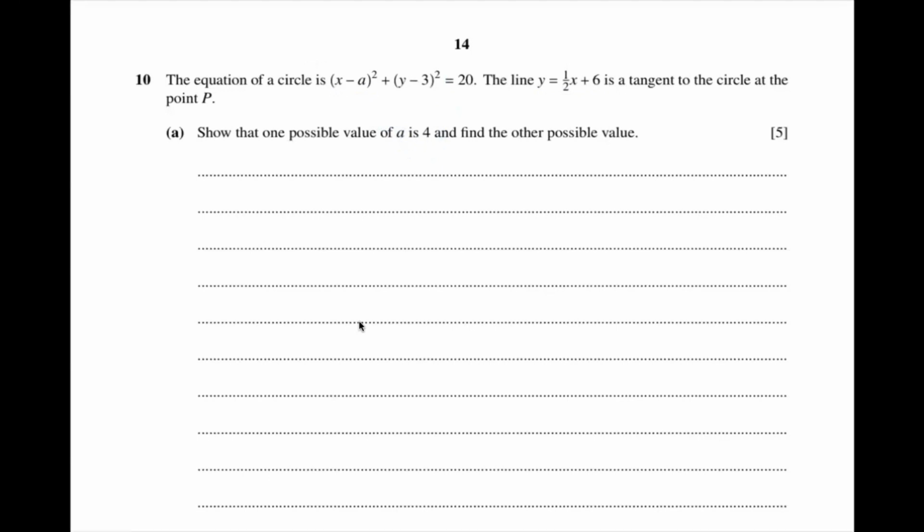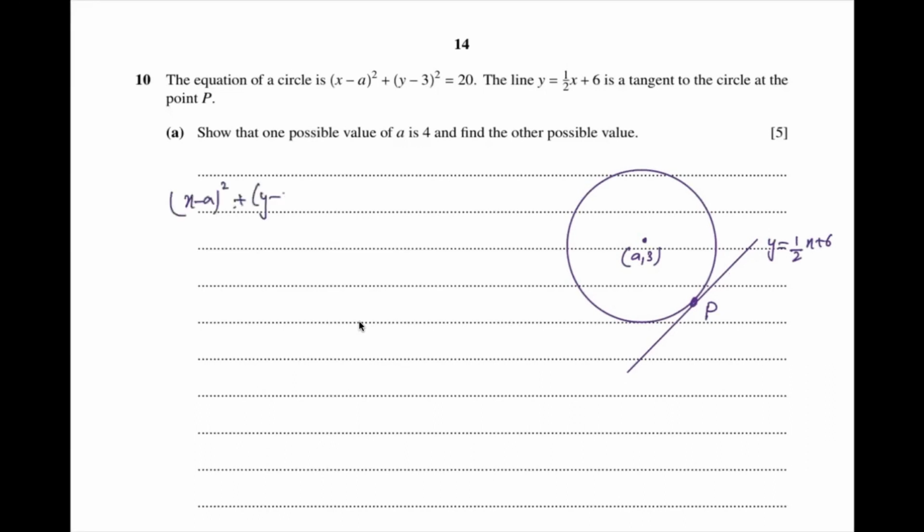Okay, so the line is tangent to the circle. This is the point P. The center coordinates are a comma 3. Now we have the equation of a line, y equals to half x plus 6. So if we solve the two equations simultaneously, the equation of a circle is x minus a the whole thing square plus y minus 3 the whole thing square equals to 20. Equate the two equations together.